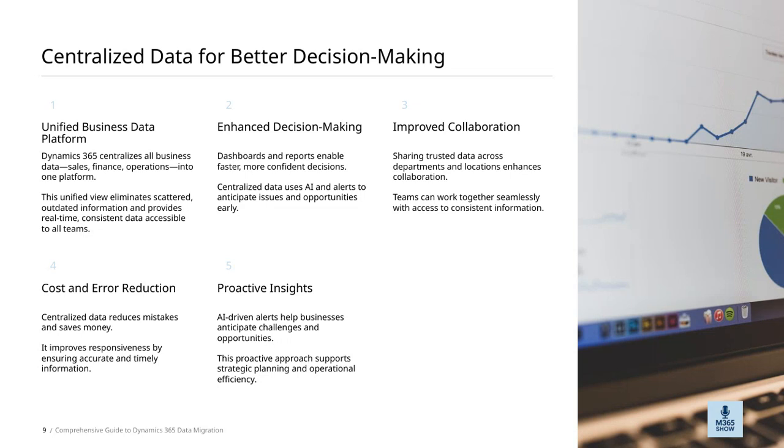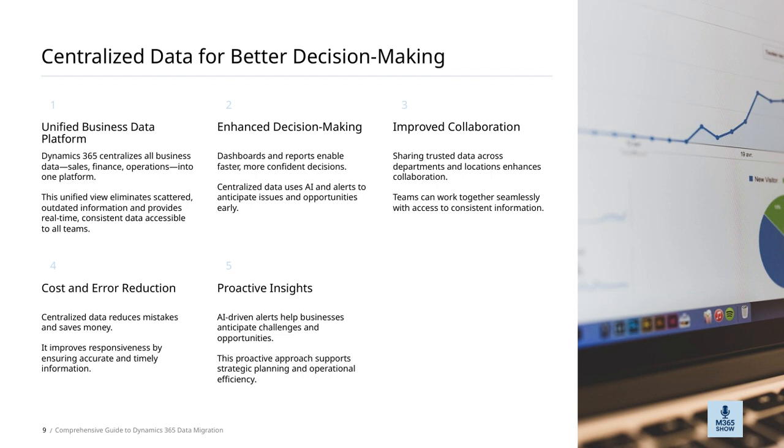Let's talk about how centralized data can really enhance our decision-making process. First, AI-driven alerts are a powerful tool that help us anticipate challenges and spot opportunities early on. This proactive approach allows us to plan strategically and operate more efficiently. By having all our data in one place, we significantly reduce mistakes and save money. It also improves our responsiveness because we're working with accurate, timely information at all times. Sharing trusted data across departments and locations boosts collaboration.